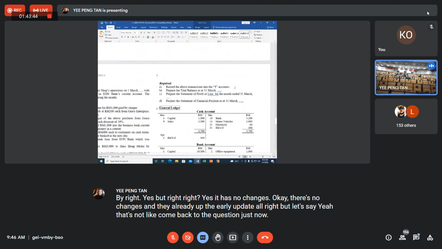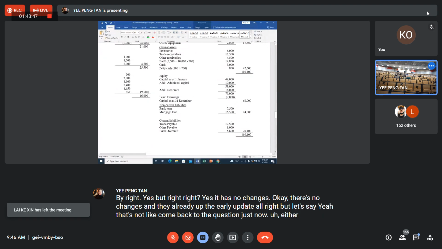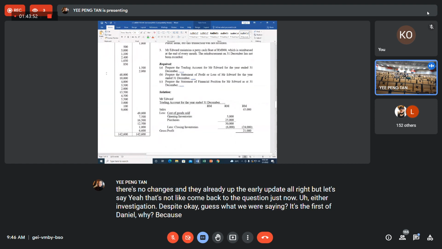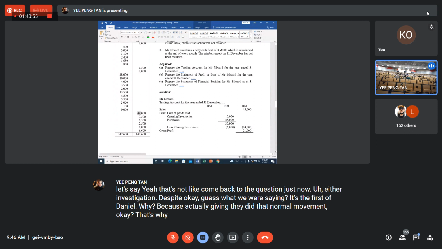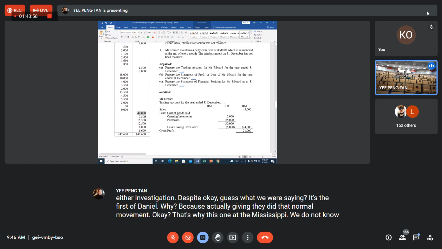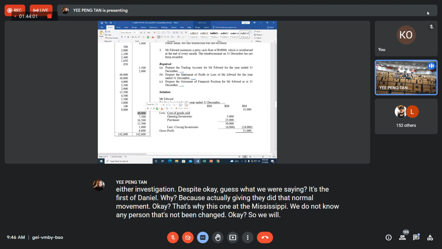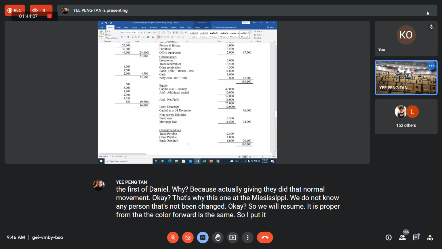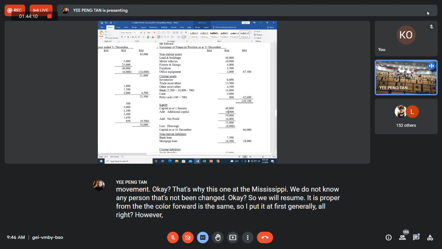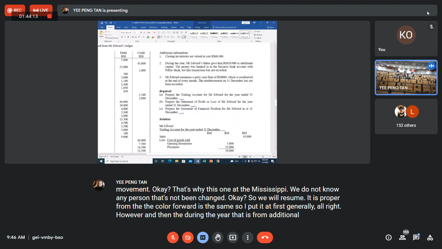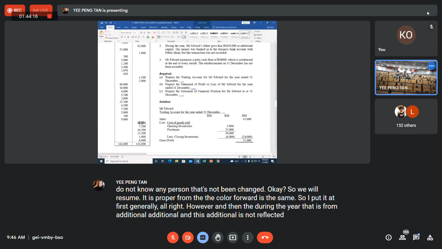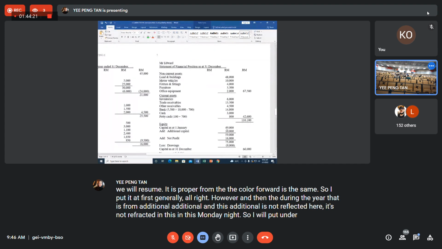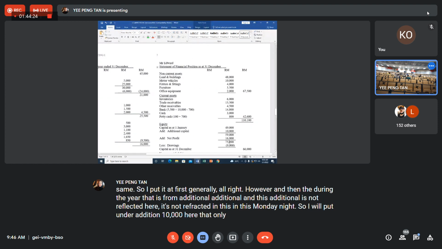In the illustration, which one already? That's right. This one, right? Okay. This one we will assume is the 1st of January. Why? Because actually during the year there's no movement. That's why this one means to say we do not know and we assume there's nothing changed. Okay, so we will assume it's brought forward from the carry forward and brought forward is the same. So I put it as 1st January. All right. However, during the year there is some additional, and this additional is not reflected here. It's not reflected in this 49. So I will put under additional 10,000 here. Then only add it.